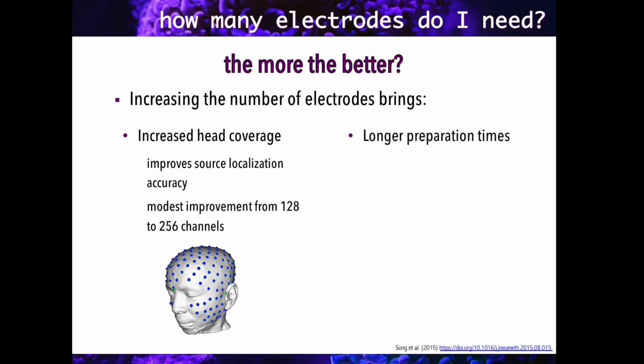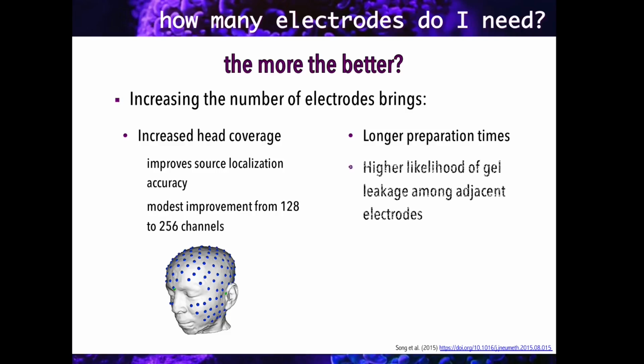On the other hand, increasing the number of electrodes usually brings a certain degradation of signal quality. Having more electrodes means longer preparation times. This is something relevant to take into account, because even though modern systems have a reduced preparation time, it still takes time and effort to get a clean EEG signal in each electrode. Also, a very large number of electrodes increases the likelihood of having gel leakage among nearby sensors, and this distorts the data.